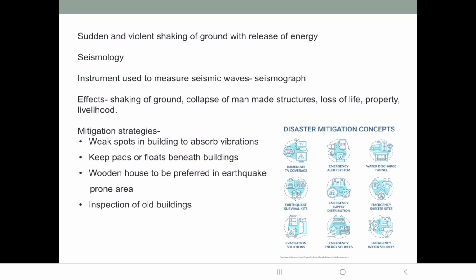Then what is seismology? The study of earthquakes is known as seismology. What is the instrument used to measure seismic waves? The instrument used to measure seismic waves is the seismograph.